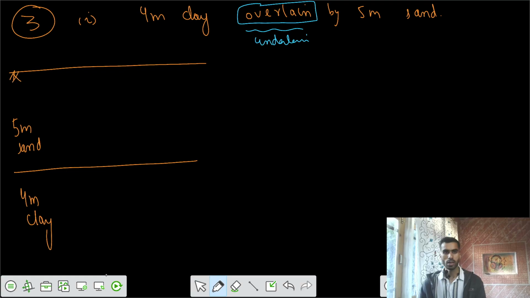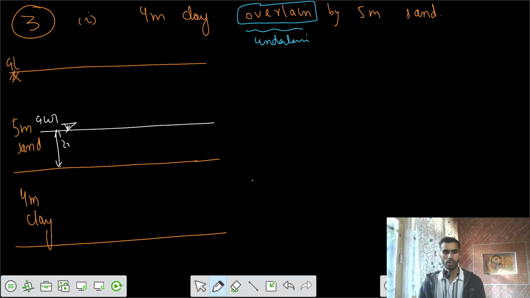Let's say this is your ground level, and this is your 4 meter clay. What are the properties of your soil? We have a groundwater table somewhere. So this is your groundwater table. That means this was your 2 meter, and this one is your 3 meters. In the sand layer we have the groundwater table. Above that the soil is dry, and below that the soil is saturated: saturated clay, saturated sand, dry sand.